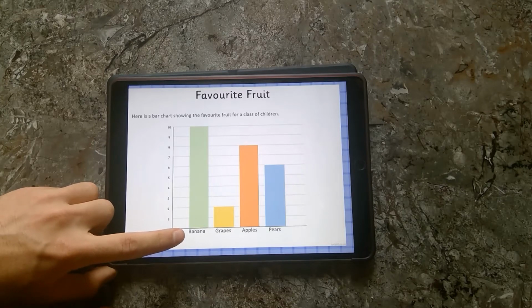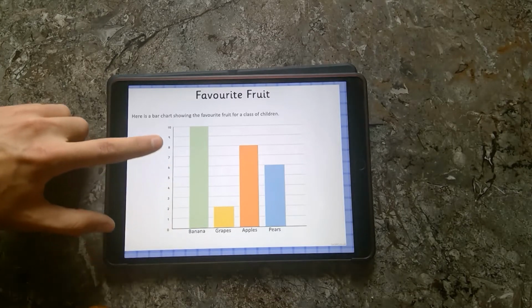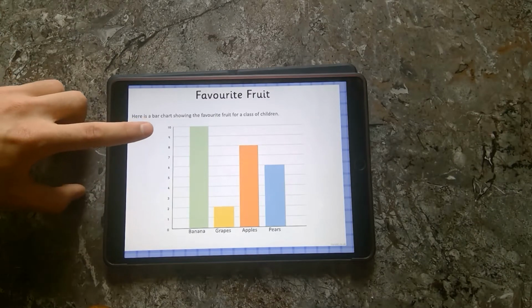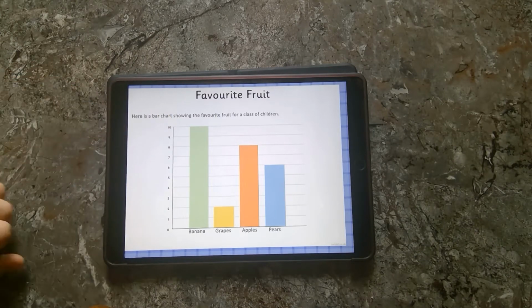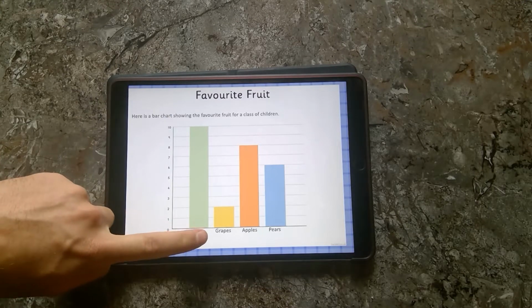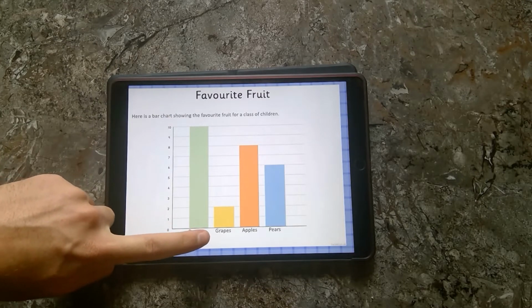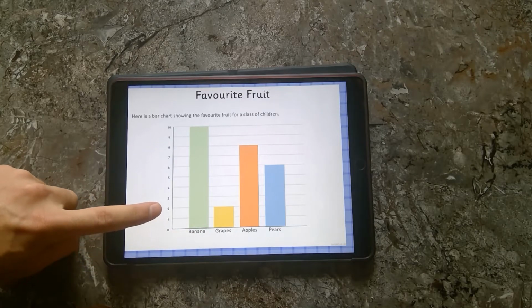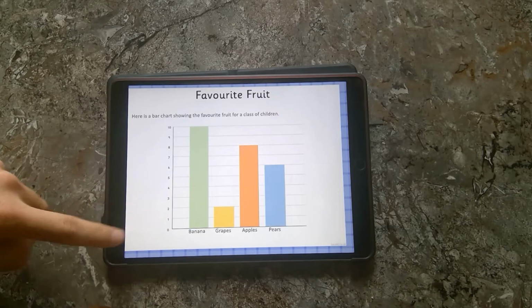So in this case, we've got our banana, and see where the line goes up to. It goes all the way up to 10, so we can say that 10 children in the class, their favourite fruit is banana. Next up we have grapes, and all you need to do again is go to the number, see where it goes up to. It goes up to 2, so I can say that there are 2 children in this class that their favourite fruit is grapes.